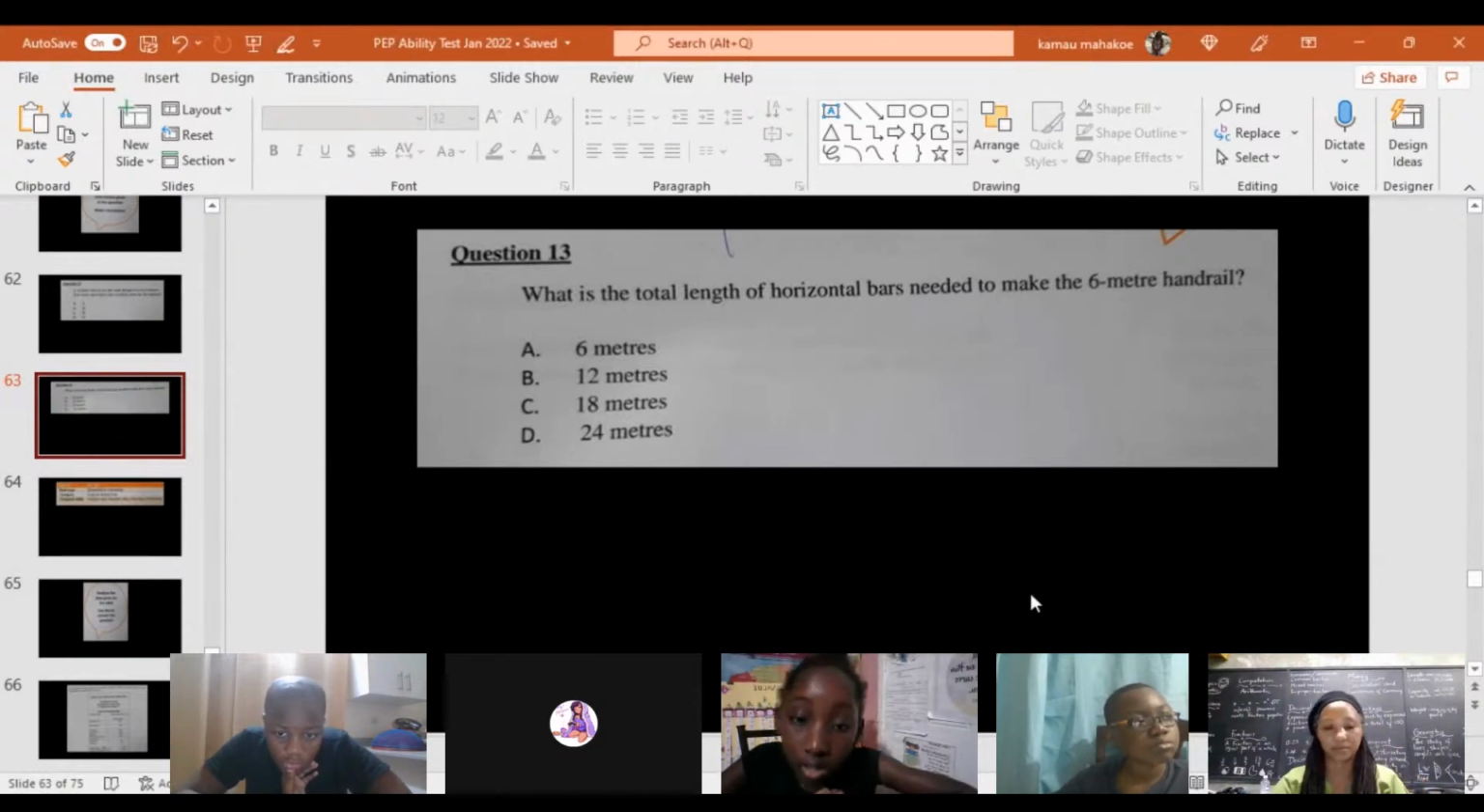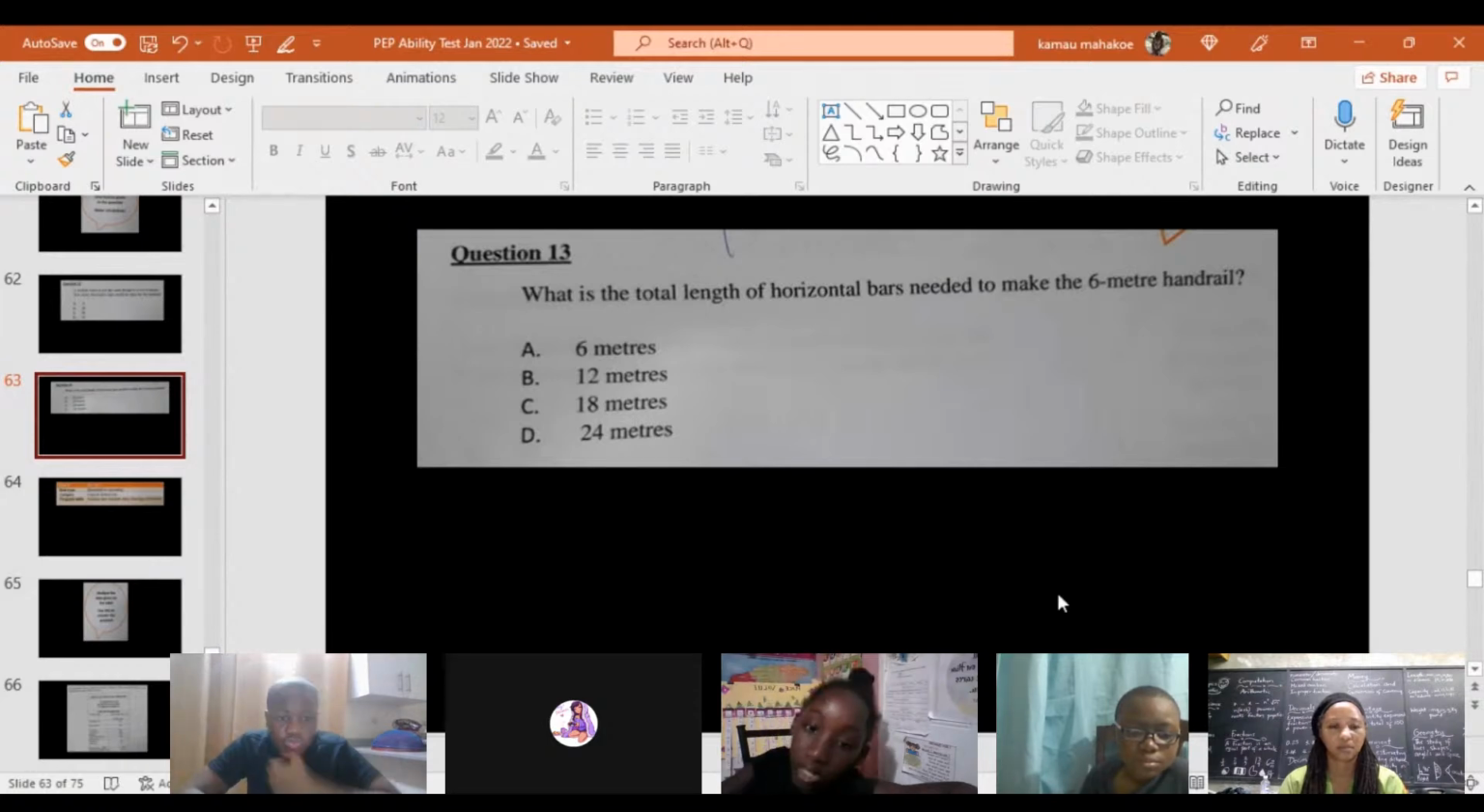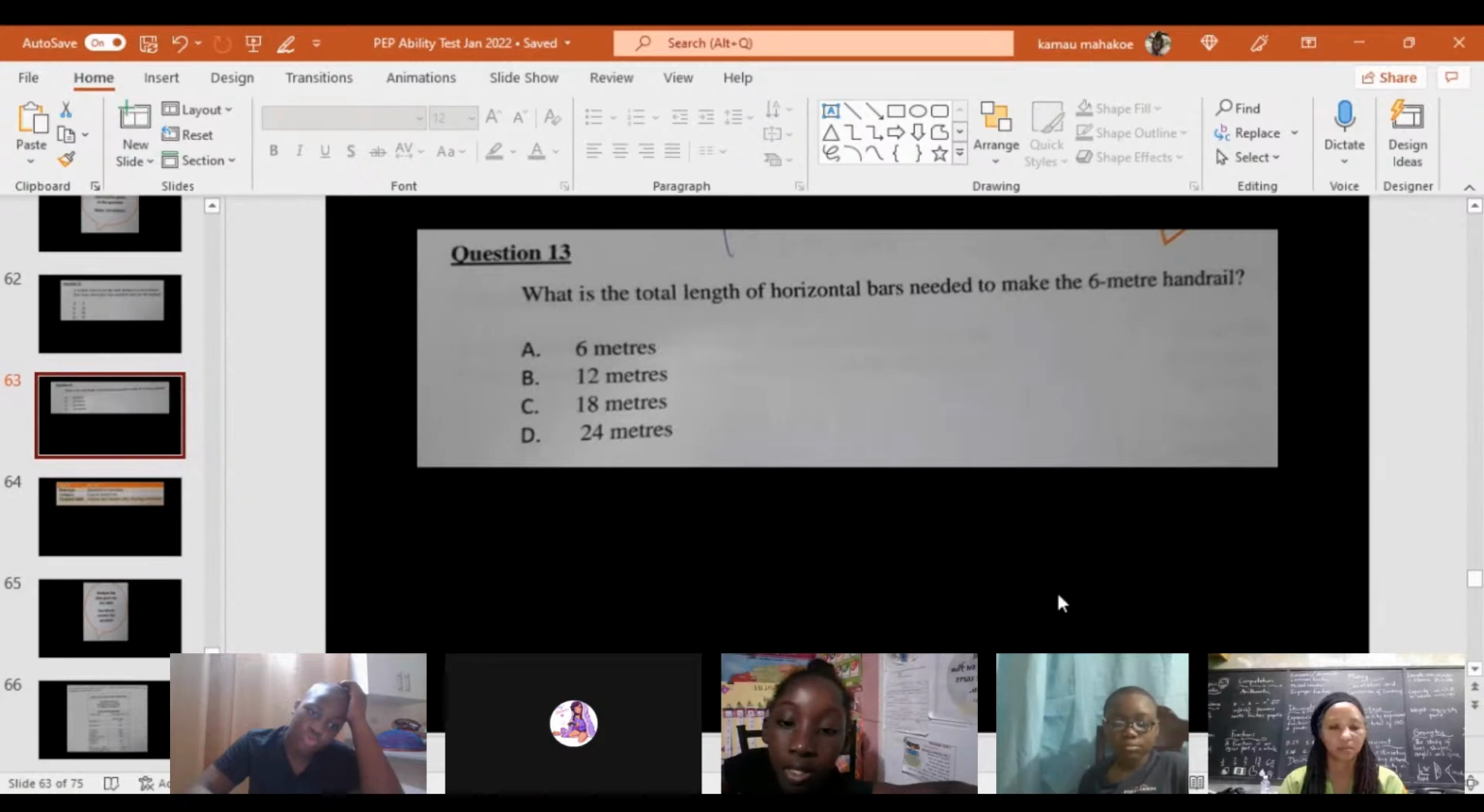Question 13. What is the total length of horizontal bars needed to make the 6-meter handrail? A. 6 meters. B. 12 meters. C. 18 meters. D. 24 meters.